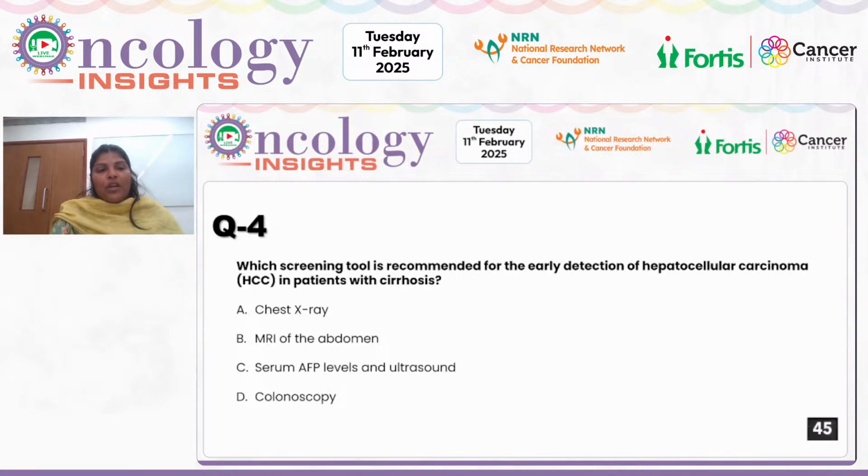Question 4. Which screening tool is recommended for the early detection of hepatocellular carcinoma in patients with cirrhosis? A, chest X-ray. B, MRI of the abdomen. C, serum AFP levels and ultrasound. And D, colonoscopy.